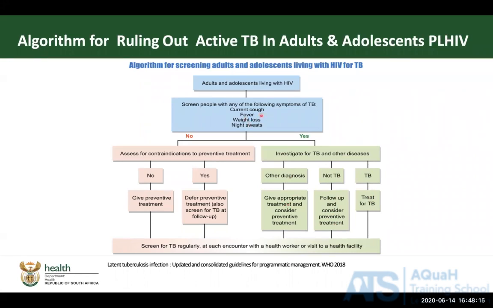If a patient is screened and they do not have symptoms, we need to assess for contraindications to preventative treatment. If they do have contraindications, we therefore need to defer or postpone preventative treatment to a later stage and deal with that contraindication. If someone has no TB symptoms, we assess them for contraindications to preventative therapy, and they do not have any contraindications, they are therefore eligible for TB preventative therapy.